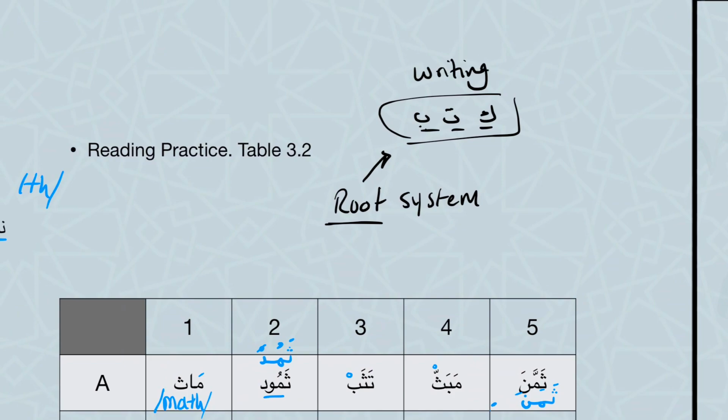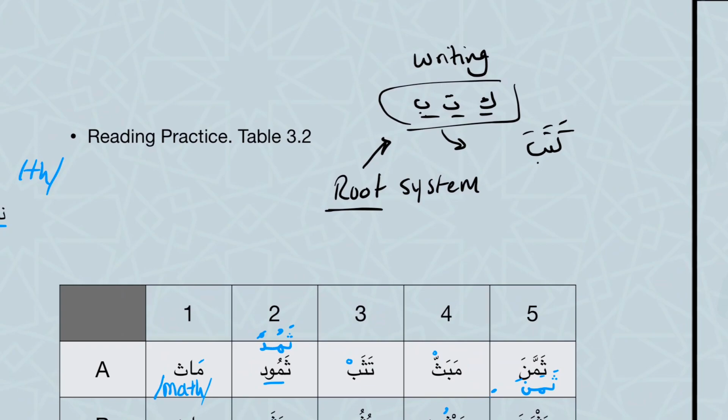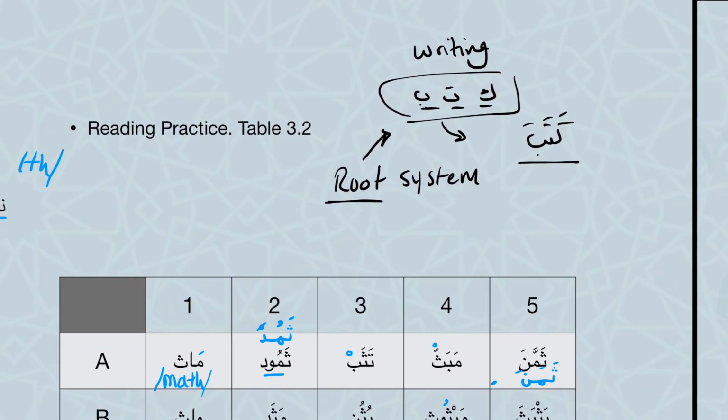And if we form the verb kataba, it means to write, or he writes. Oh, sorry, he wrote. If I use the same three letters but put them in a different pattern, you notice that the kaf, the ta and ba are still there, but we added an alif. We added a long vowel alif. So now it's katib. Katib means writer.